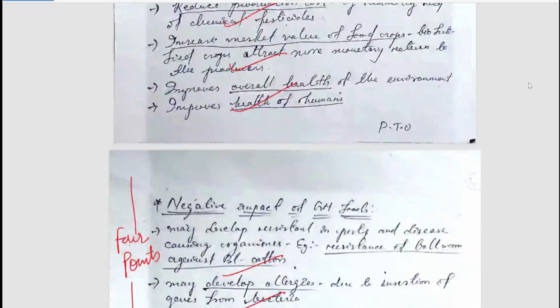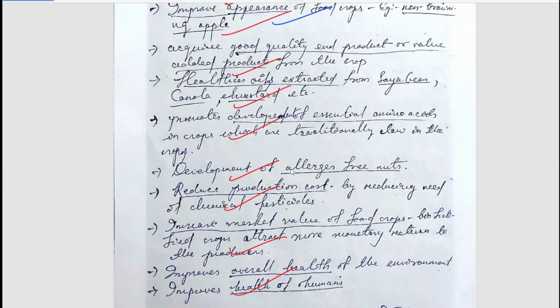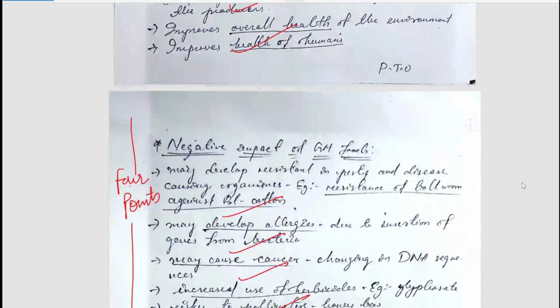Now we will see the negatives. These were all the positives. You can simply pause and read it. Allergen free nuts. So you all know there are various positives of GM crops, which I think you should all know. Now let's move to the negatives.